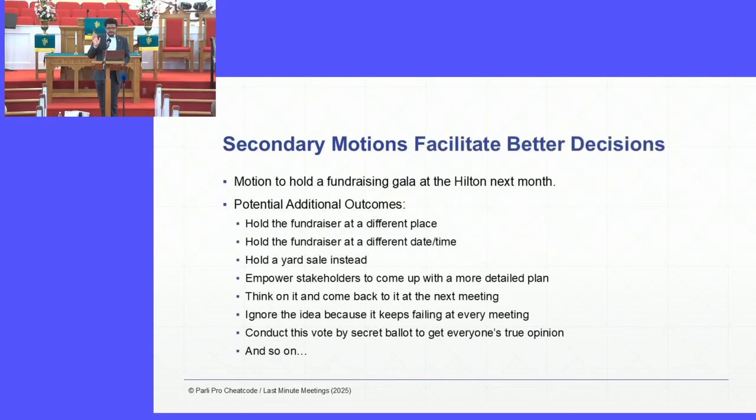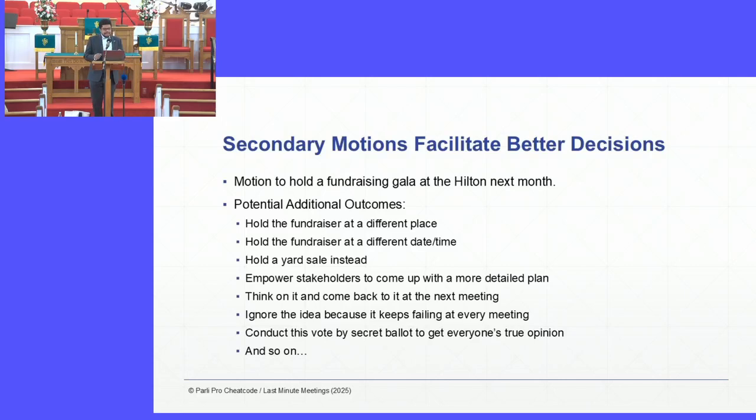And so what do I mean by that? For example, let's say the motion we're talking about is I move to hold a fundraising gala at the Hilton next month, right? That's the motion. If you follow the 6 steps, you eventually will get to a yes or no vote. Yes, you hold it at the Hilton, or no, we don't hold it at the Hilton, right? We do this event. But as we know, in life, we can have different outcomes to that decision, right?